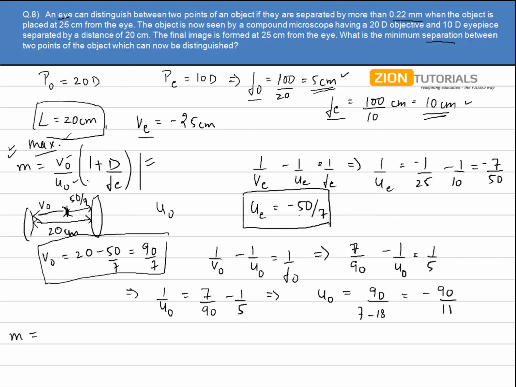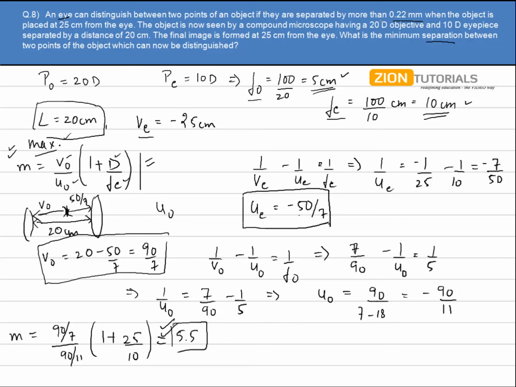Now I can calculate the maximum value of magnification M, because I know the VO now, I know UO also, I know D, I know FE also. So magnification will be given by VO, which is 90 by 7, over UO, which is 90 by 11, into 1 plus D, which is 25, upon FE, FE is 10. So if you calculate this, you get the value as 5.5. So now I got the magnification.